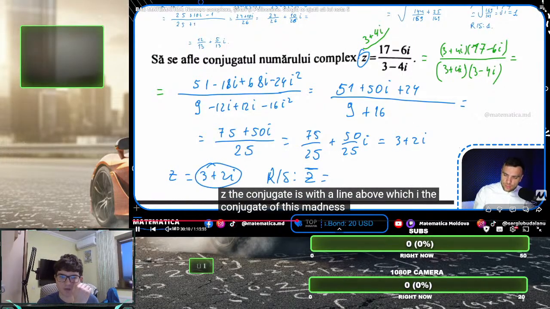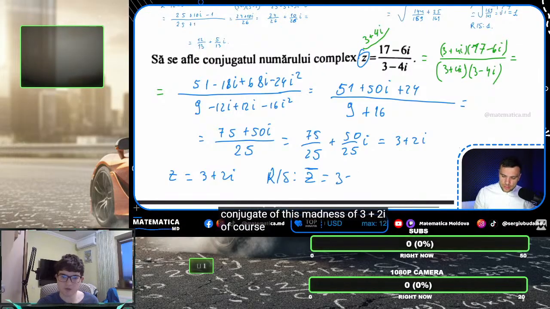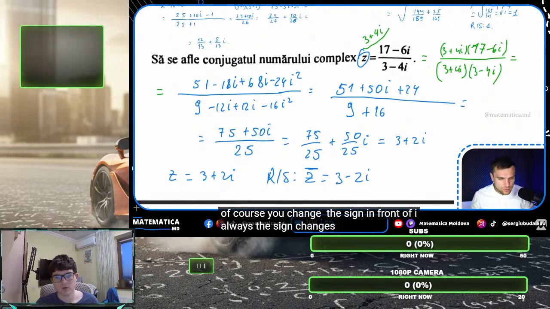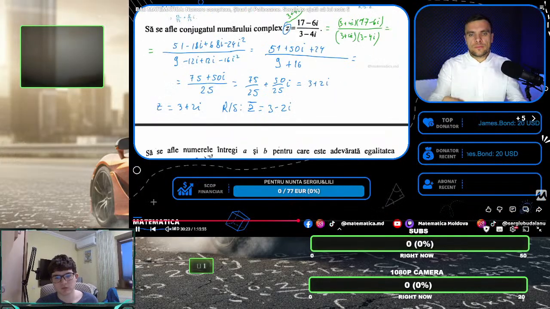Now you have to find the conjugate, which is just a sign change: 3 minus 2i. Okay, so that's that.